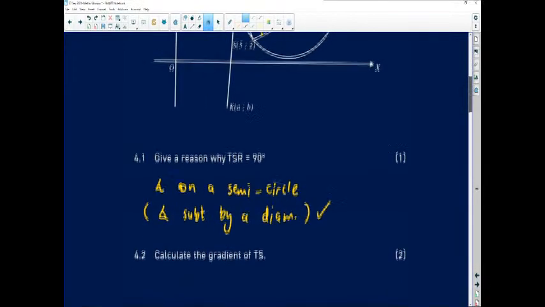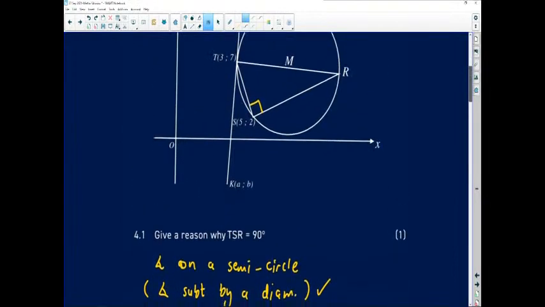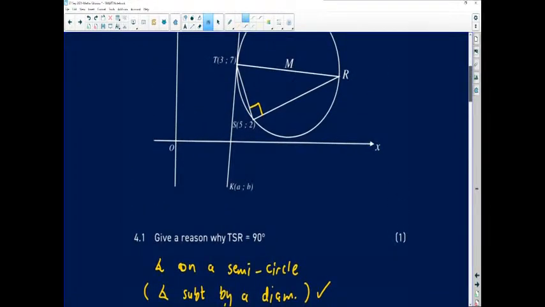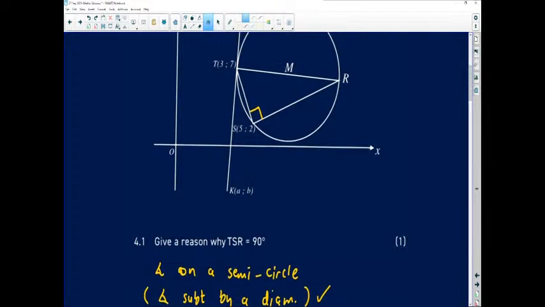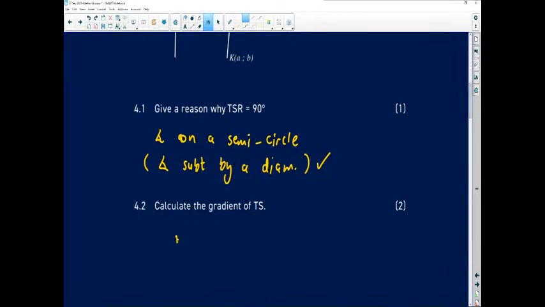Okay, cool. 4.2 says calculate the gradient of the line TS. Okay, gradient of the line TS, that's also plain. We're looking at the point T and the point S, which all have coordinates on them. We're just going to do change in y over change in x. That's 7 and 2. So the gradient of the line TS is change in y over change in x.